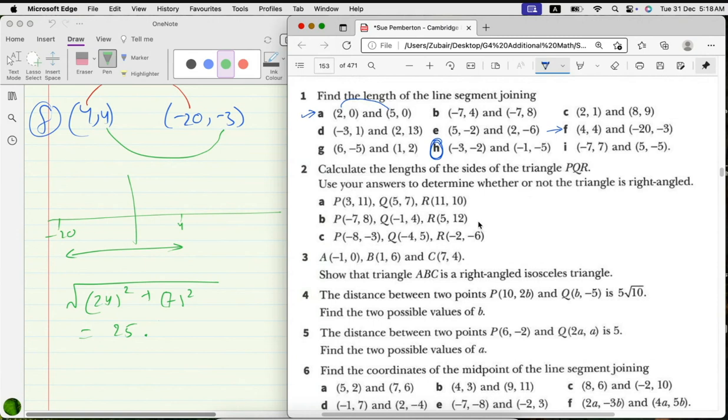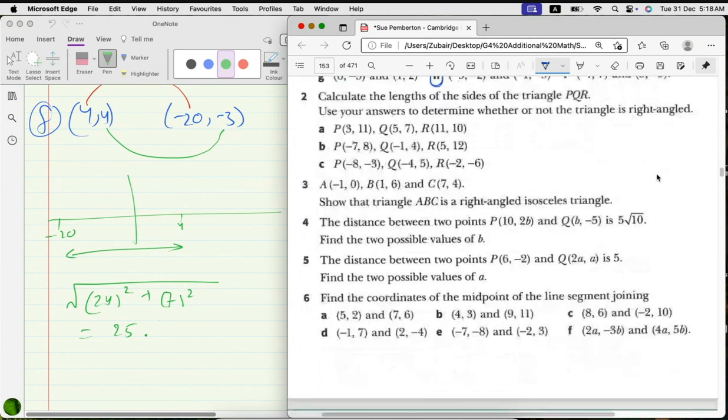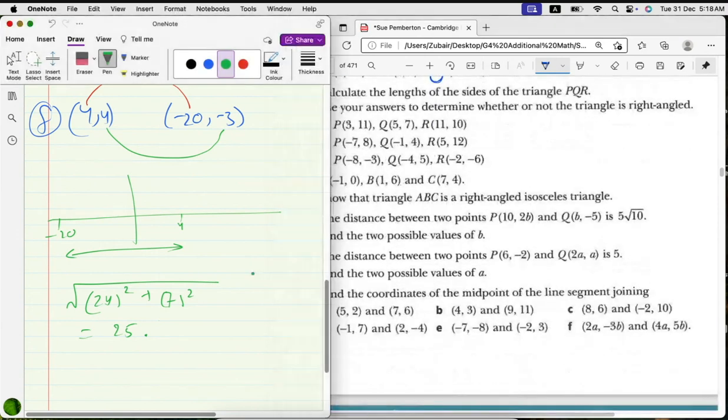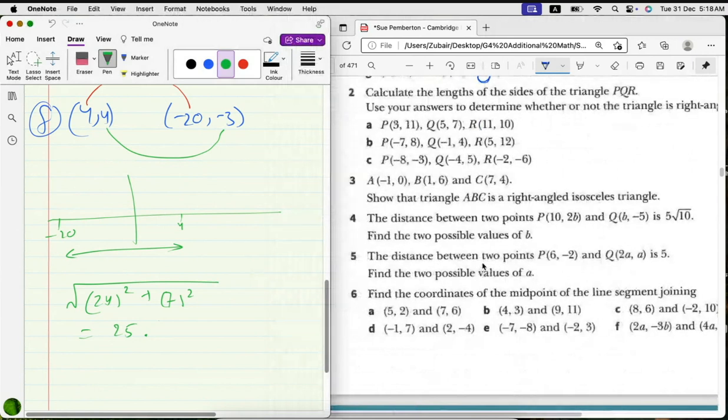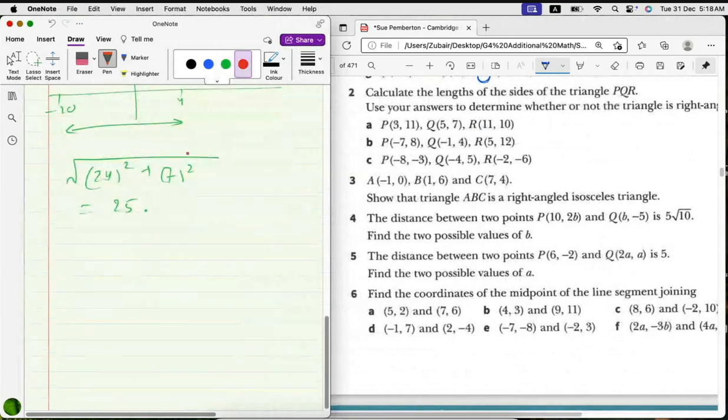Okay. First was find the length of line segment joining these. Second is calculate the length of the sides of triangle PQR. Use your answers to determine whether or not the triangle is a right angle triangle PQR. So definitely if we have to show if it is a right angle or not, there are other ways as well, but the question is restricting us to solve it through distance.